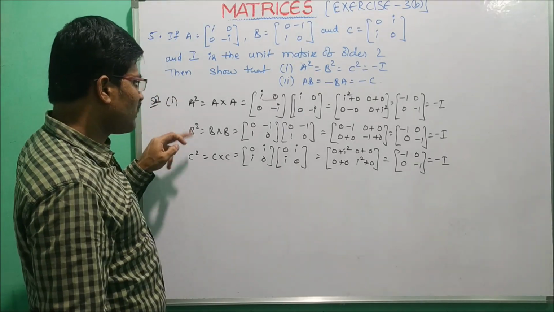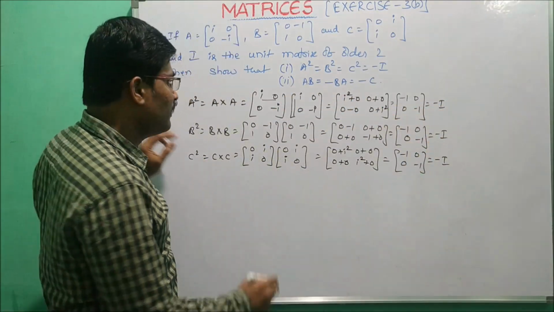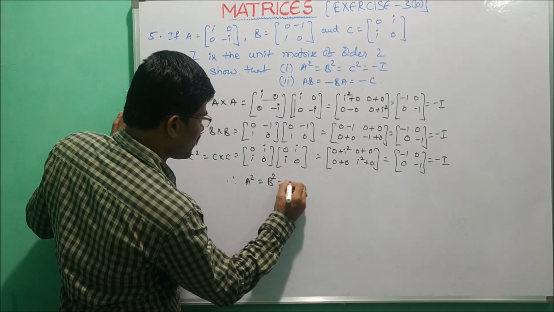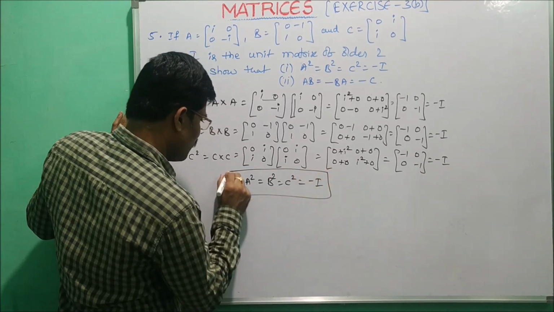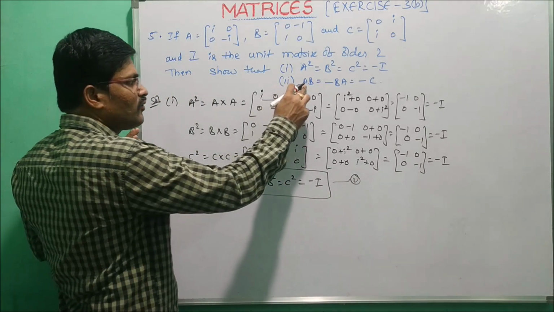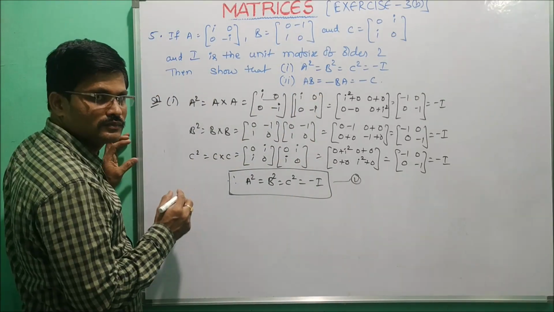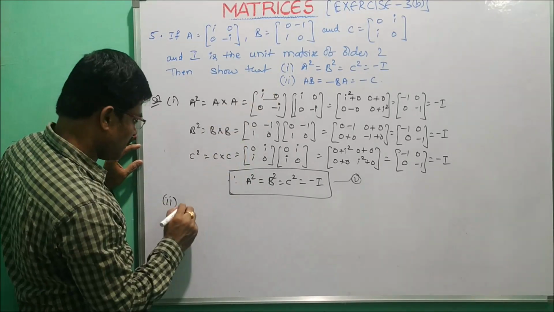From A square, B square, C square, we have to observe these are all equal to minus I. Therefore, A square equals B square equals C square equals minus I. This is the first condition. Similarly, in the second condition, to find AB minus BA, first we find AB.